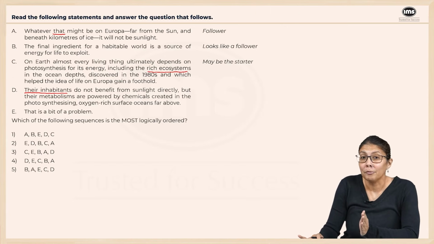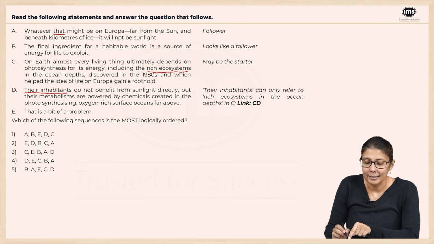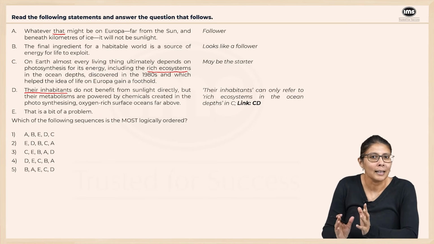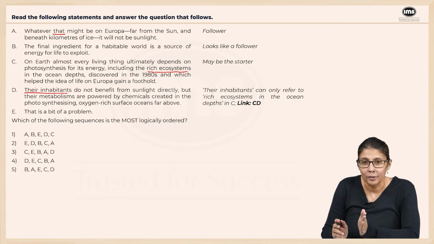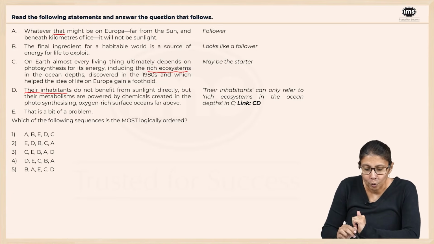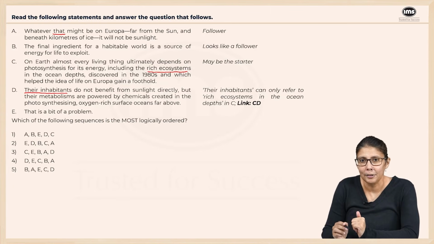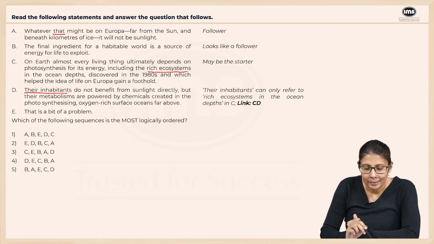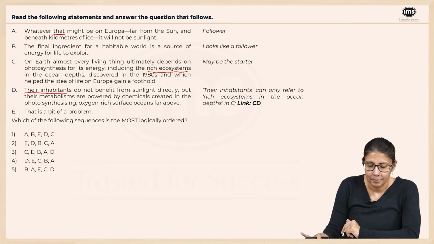So, we have found our first link. It should be C and D. Now, if you don't find this link, then it is very likely that you'll head off in a completely different direction and say that C is probably the starter. But the moment you figure out the CD link, then you are heading towards the right answer. Now, look at E. That is a bit of a problem. Clearly, this is a follower.